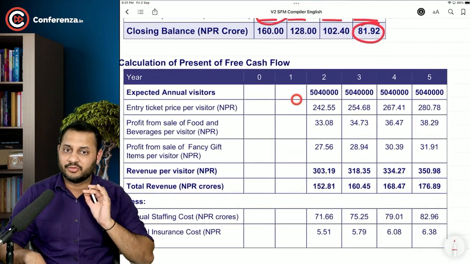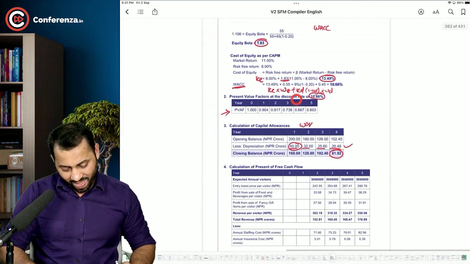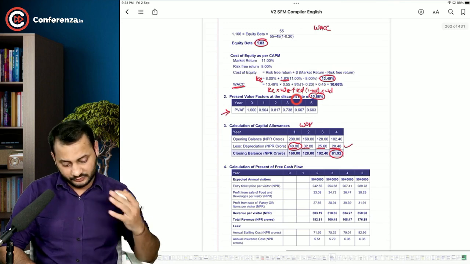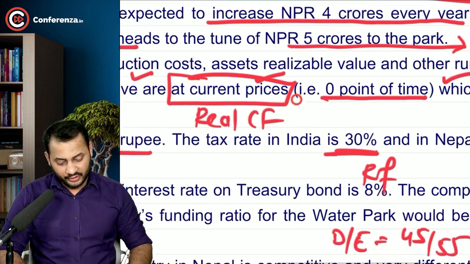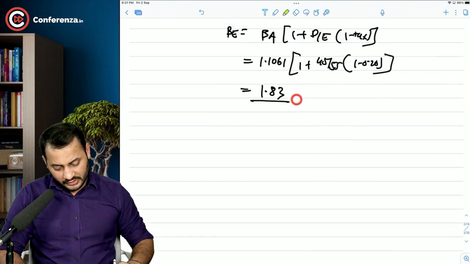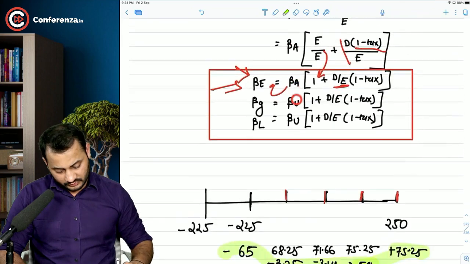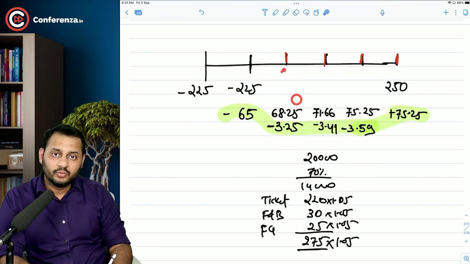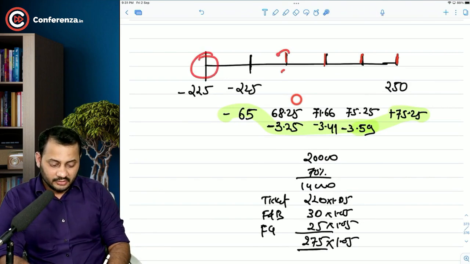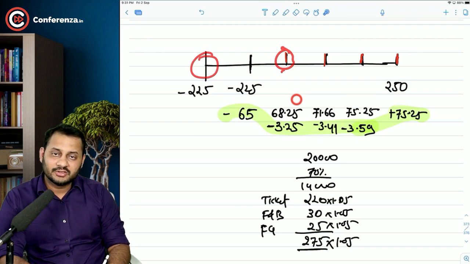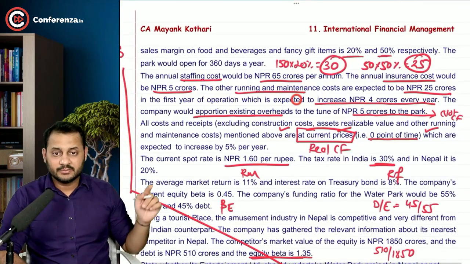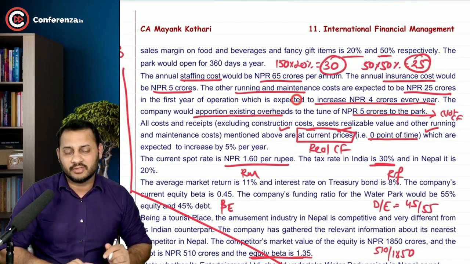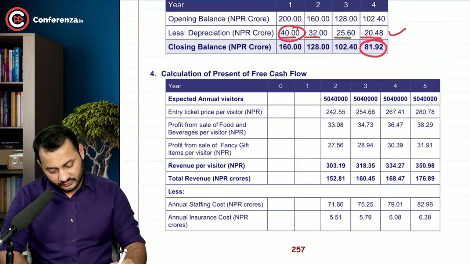Calculation of the present cash flows. See, there are three types of cash flows that you need to understand. Revenue. All the cash flows are at current prices. That means 0 point of time. And you understand one thing, all the operations are starting from the end of year 2. Can you imagine? All the cash flows are here, and the cash flows like revenue, cost, everything, operations are starting from the end of year 2. That means you will have to add 2 years 5% increment. Question clearly says that it will increase by 5% every year, for the first year as well, for the second year as well. So you can have a clear idea from here.